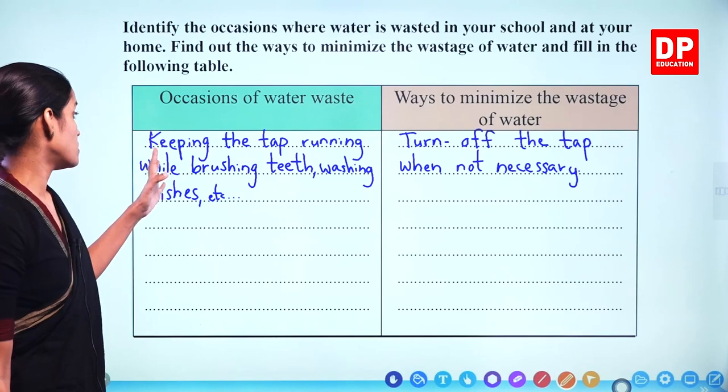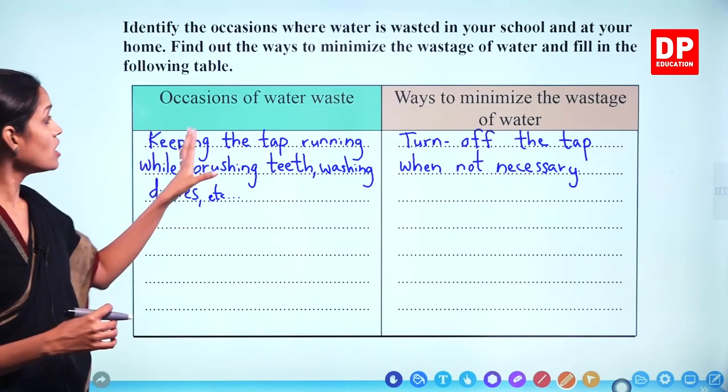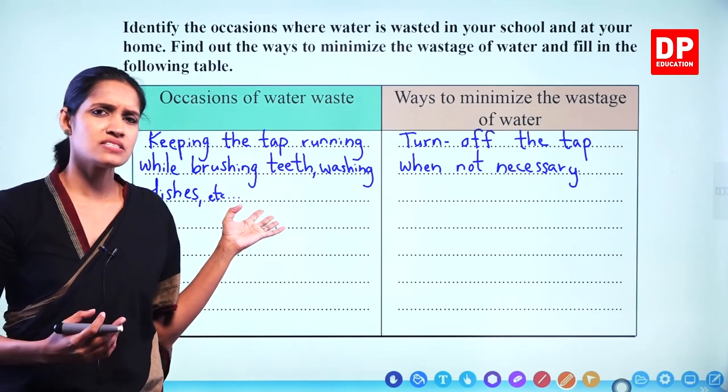Understand? Keeping the tap running while brushing teeth, washing dishes, while bathing, and how to minimize that? Turn off the tap when not necessary. What is the next one?